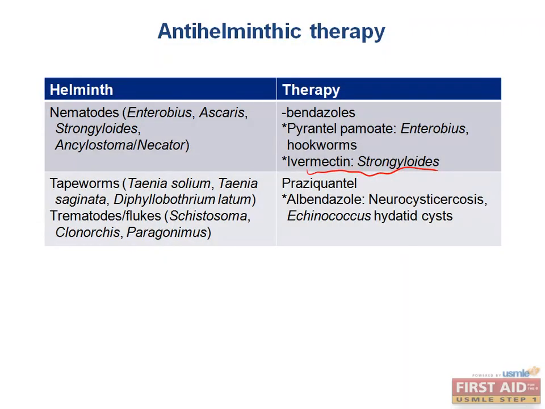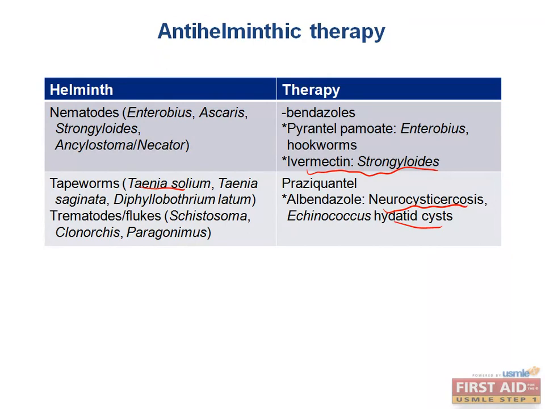Tapeworms such as the adult intestinal worms Taenia solium, Taenia saginata, Diphyllobothrium latum, and the trematodes or flukes, including Schistosoma, Clonorchis, and Paragonimus, are treated with praziquantel. Let me point out a few things. For Taenia solium, praziquantel is generally used except in the case of neurocysticercosis. In that case, you would preferentially use albendazole.